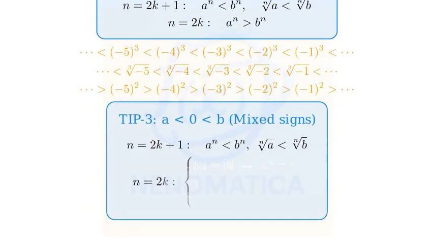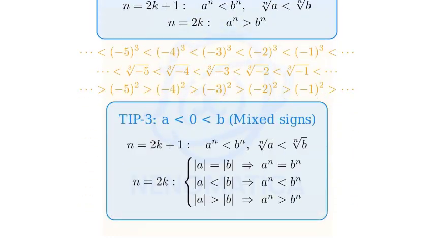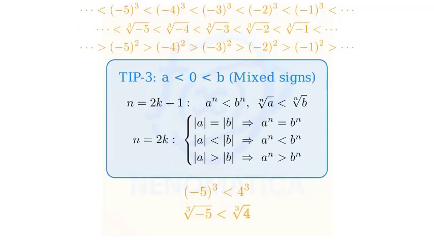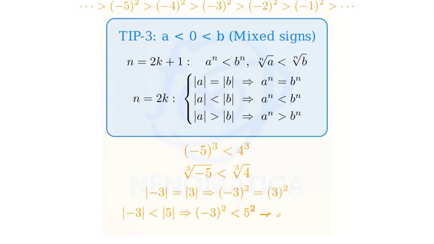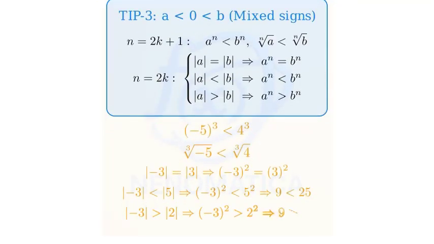Tip 3. If a is negative and b is positive. For odd n, a^n < b^n, and odd roots keep the order because the signs remain different. For even n, both a^n and b^n are non-negative, so compare absolute values. If the absolute values are equal, then the powers are equal. If the absolute value of a is smaller, then a^n is smaller, otherwise it is larger.